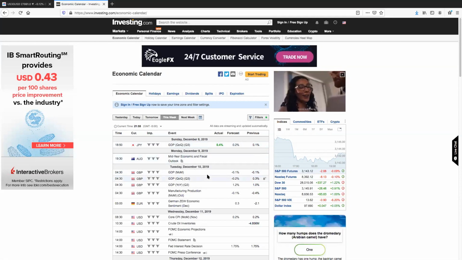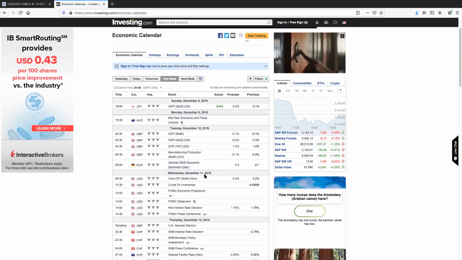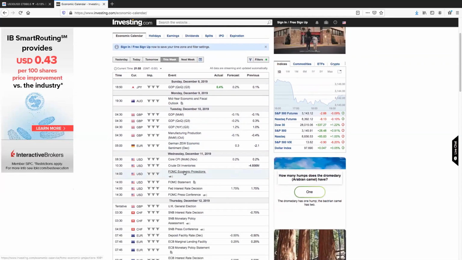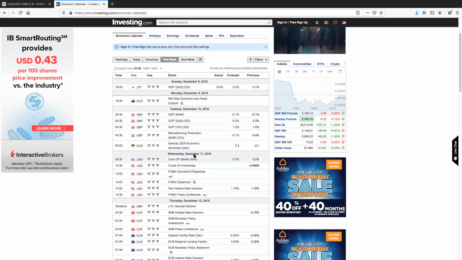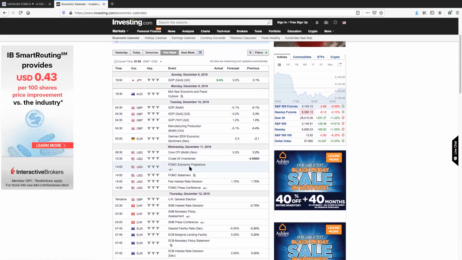So if you see I'm on investing.com, last week we had NFP. So this week we have the federal fund rates. So just about every major currency is having an interest rate decision. And with this being the last month of 2019, we could expect some volatile movement.